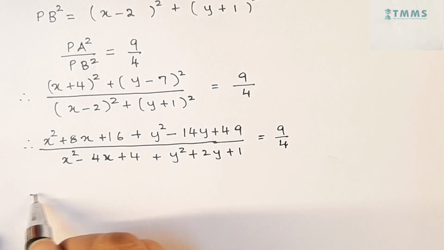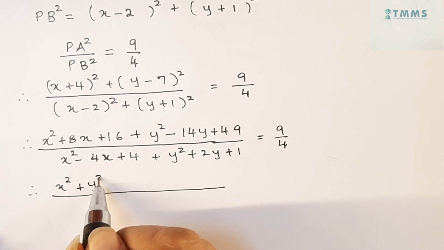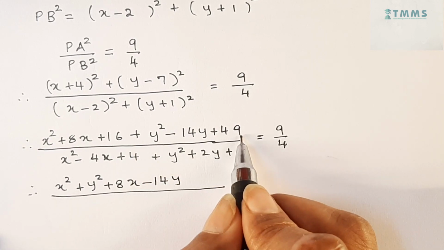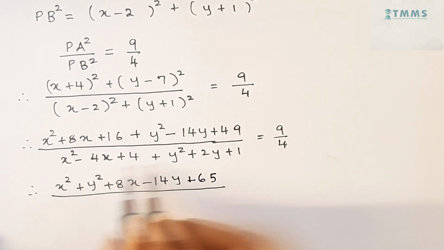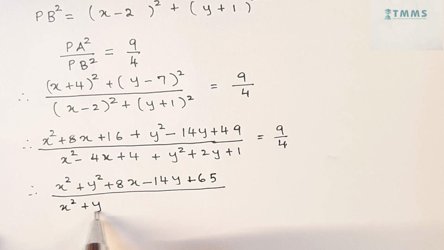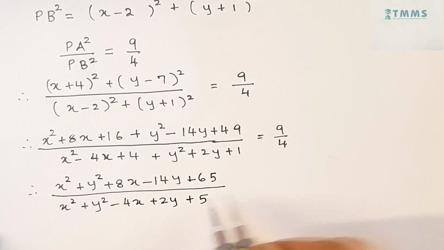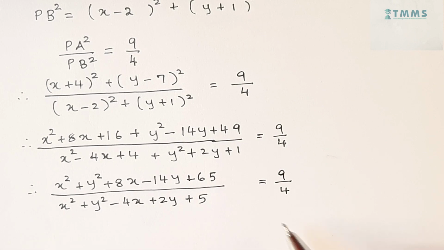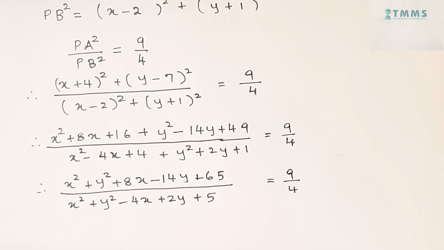Getting it? Now we need to just see what we can add or subtract. So we have x squared plus y squared plus 8x minus 14y, and 16 and 49 when you add you get plus 65. Denominator: x squared plus y squared minus 4x plus 2y plus 5, equal to 9 upon 4. And now we cross multiply. When we cross multiply, remember we have to rearrange all the terms, bring them all to one side so that you'll get it as equal to 0.